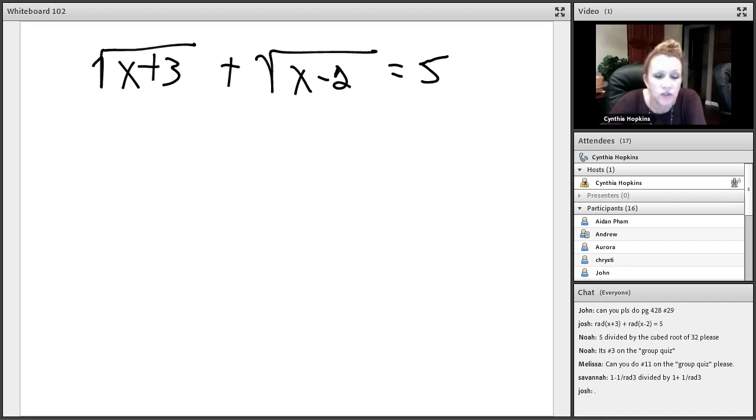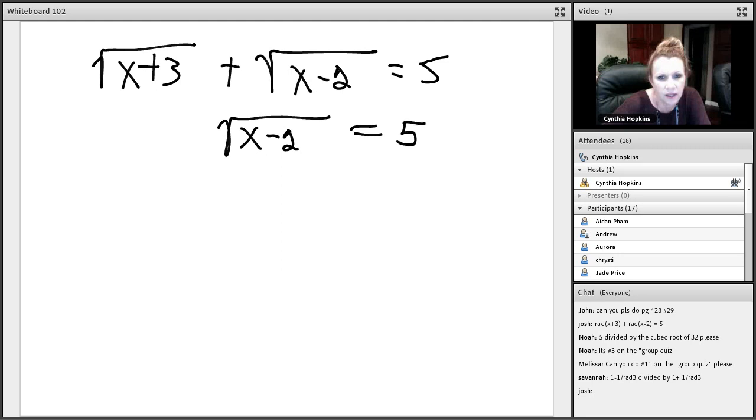Okay, so always with radical equations, you want to isolate your radical. You can isolate either one, but if one's more complicated than the other, then I would recommend you do that. Why don't we isolate the radical that has x minus 2 inside of it, just since it has a negative sign, I guess. And then on the right side of my equal sign, I'll have my 5, and then I subtract the other radical, x plus 3. Okay, so now I'm ready to square both sides.